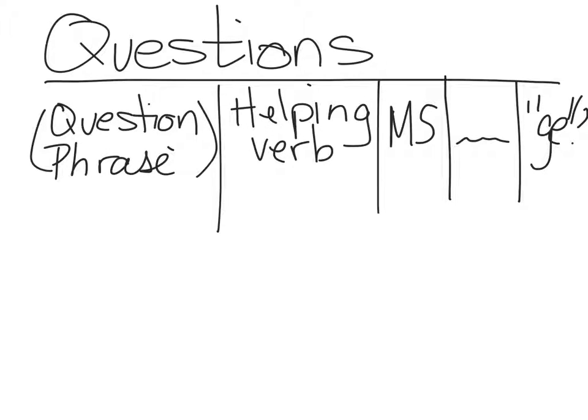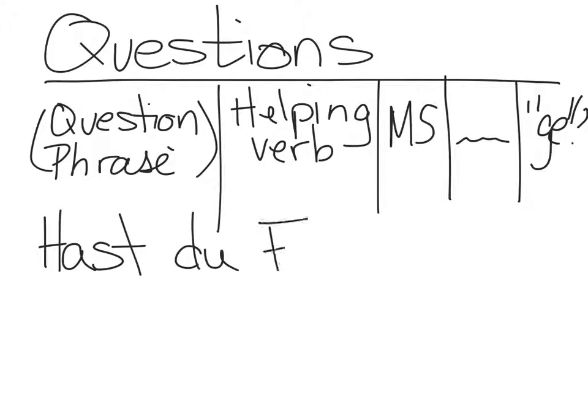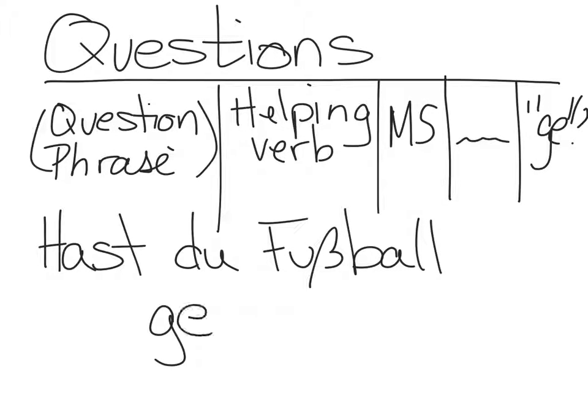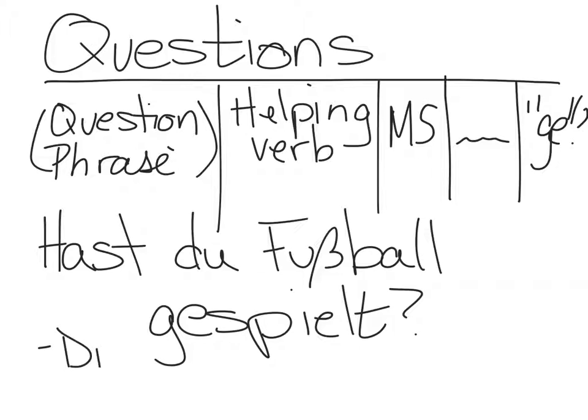So how would you ask, did you play soccer? Hast du, yeah, because you have your helping verb first. There you go. Hast du Fußball gespielt? So the thing that trips up most people is that did. Okay, so you just got to remember your helping verb covers that. Okay. Did you play soccer? It also means have you played soccer?